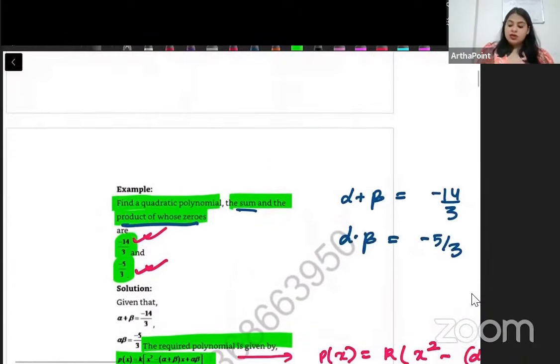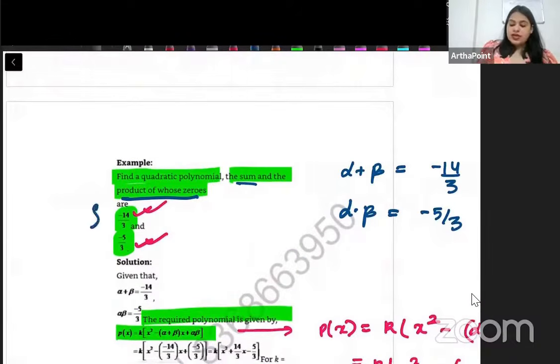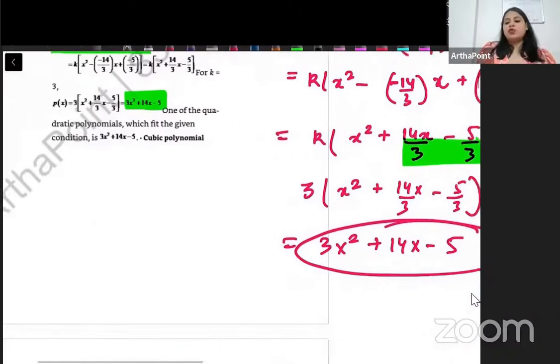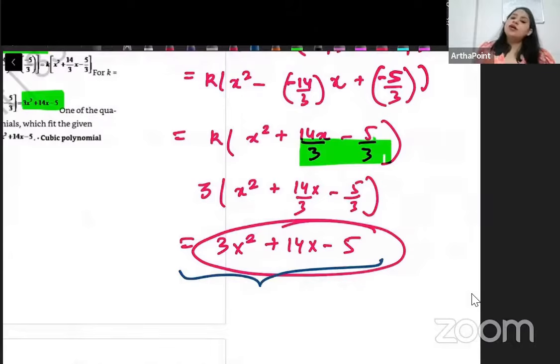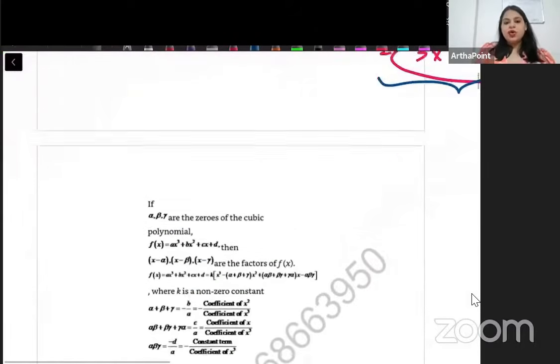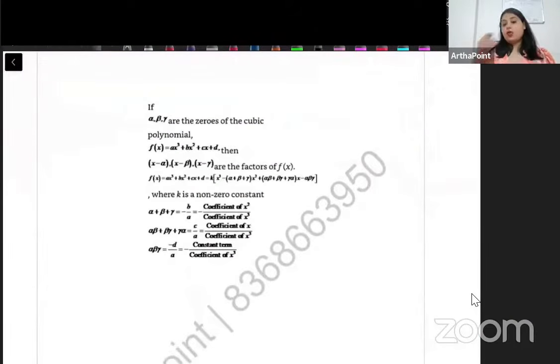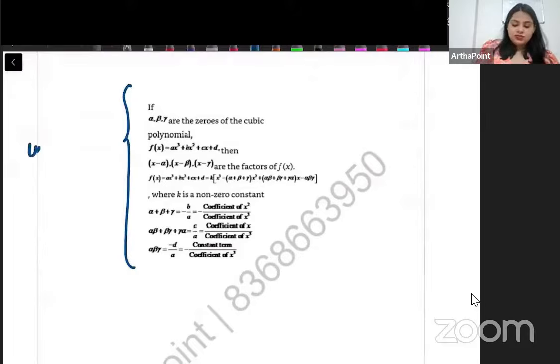From what is given in the question, they have given me the sum and the product, and I have been able to get the required polynomial. Okay, so now is the rule for cubic polynomials.